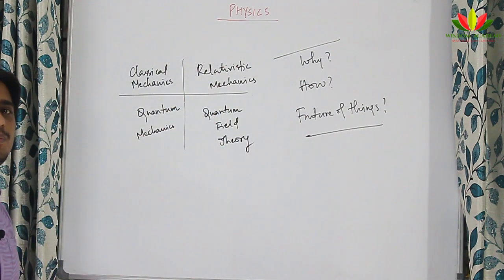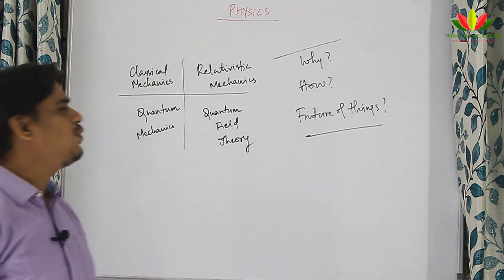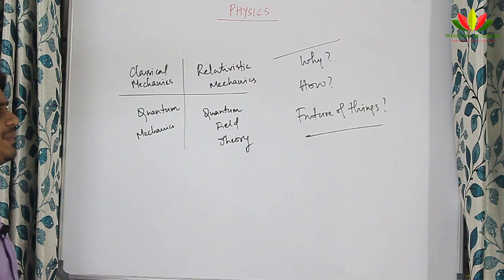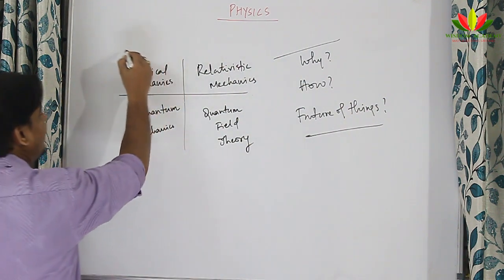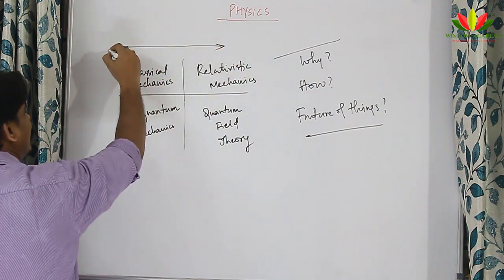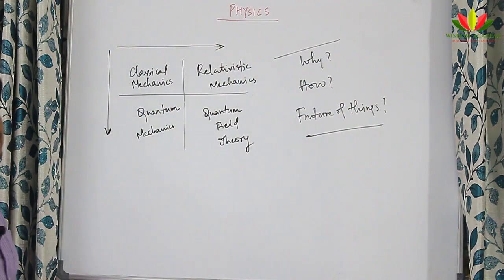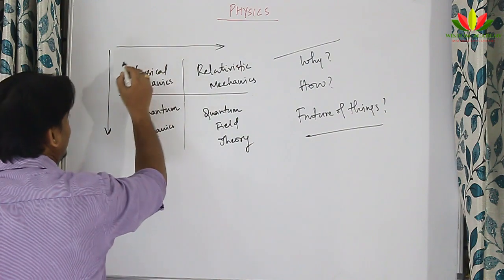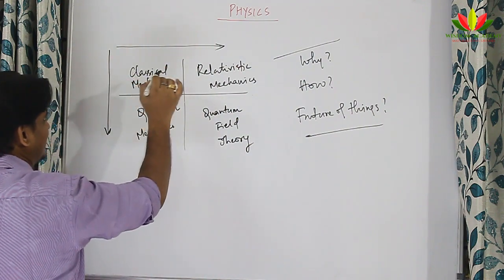Now these 4 branches of physics, how do I classify? I classify based upon 2 ranges. One range is the velocity and one range is the size. So if I will write 4 quantities here.